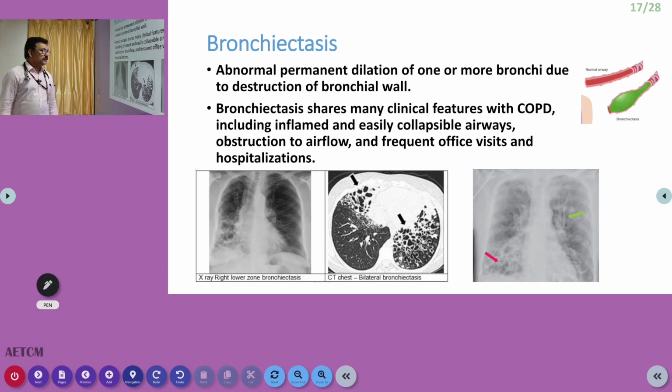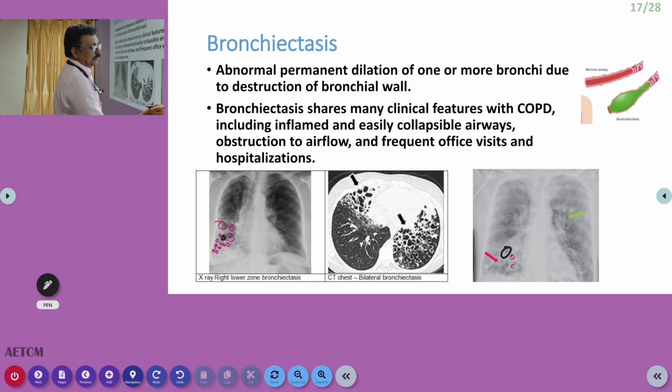Now bronchiectasis, you can see the small ring-like lesions, the multiple cavity-like lesions in the lungs. So this patient will have a history of chronic cough, breathlessness, productive sputum. Sputum can have a severe smell. Pseudomonas is one of the common organisms which can grow in this type of lesion.